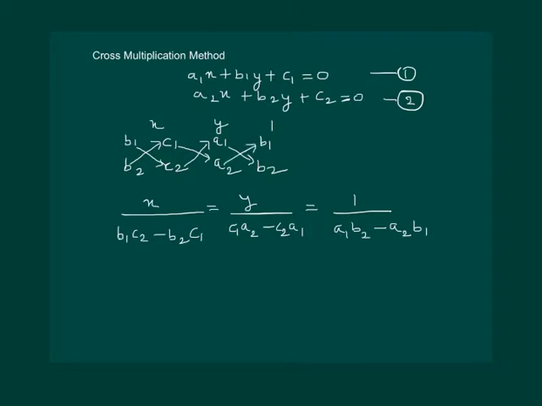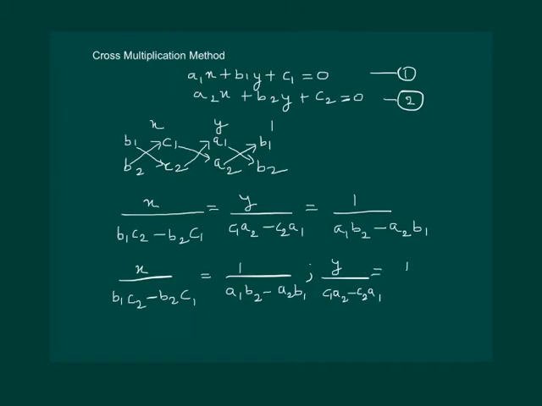Once we reach this step, now we have x by b1 c2 minus b2 c1 is equal to 1 by a1 b2 minus a2 b1, and y by c1 a2 minus c2 a1 is also equal to 1 by a1 b2 minus a2 b1.